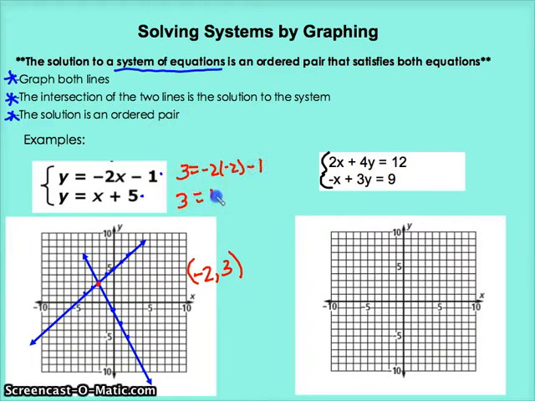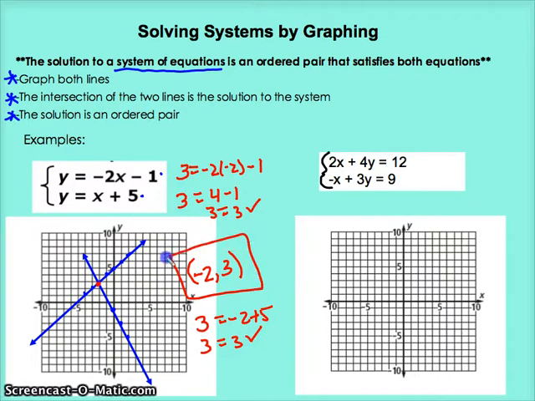3 equals 4 minus 1, so 3 equals 3. It works for the top equation. Now let's check the bottom one. If I plug in, 3 equals -2 plus 5, and 3 equals 3. There you have it. It works for the bottom equation. So, -2, 3 is our final answer. Again, that was the intersection of my two lines.